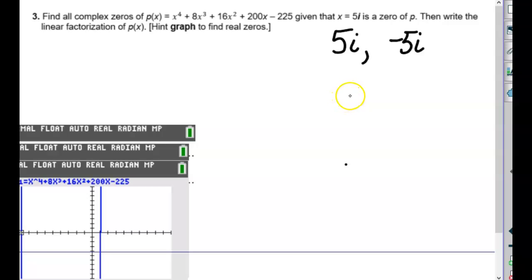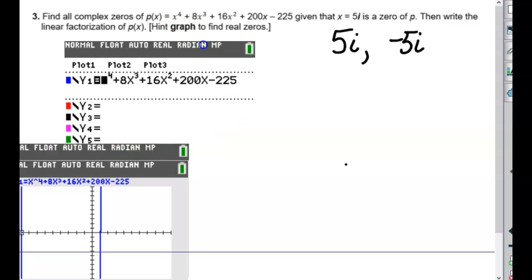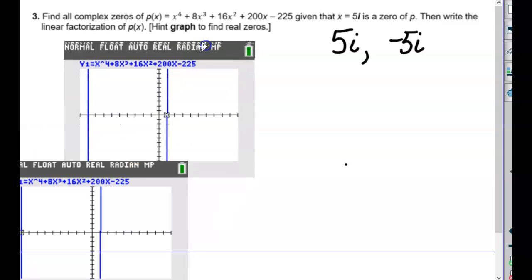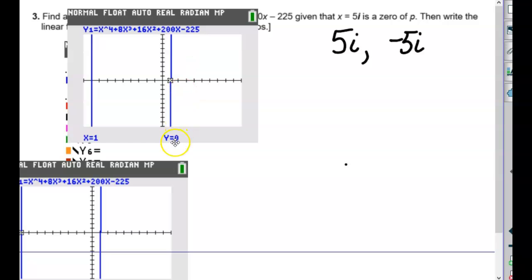Now, what they really want us to do is to multiply these roots together and then do long division. But what did I say we could also do to find the real roots? We could graph it. Get a calculator, because you're going to need to graph some. I put it in and found a real zero.